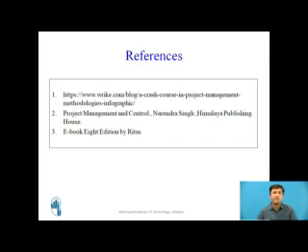Now, what are the different references being used for this project management? Some net material, then Project Management and Control, a book from Himalaya Publication by Narendra Singh, and the third is the book Project Management by Ritas, specifically the 8th edition, which is most important.